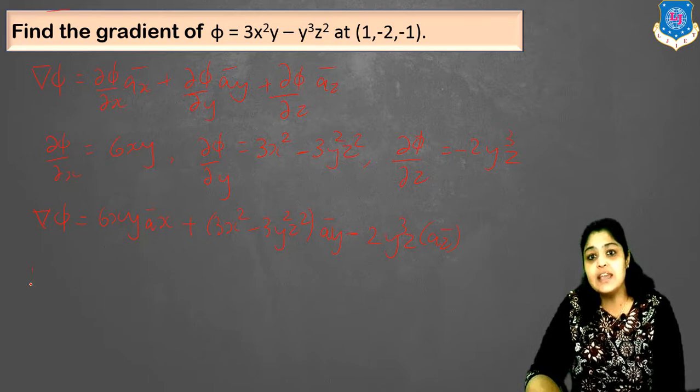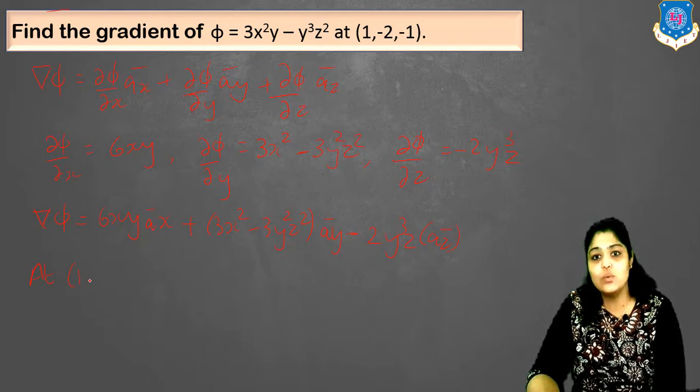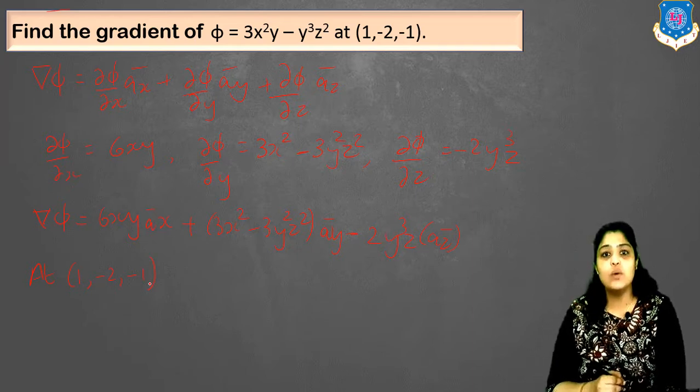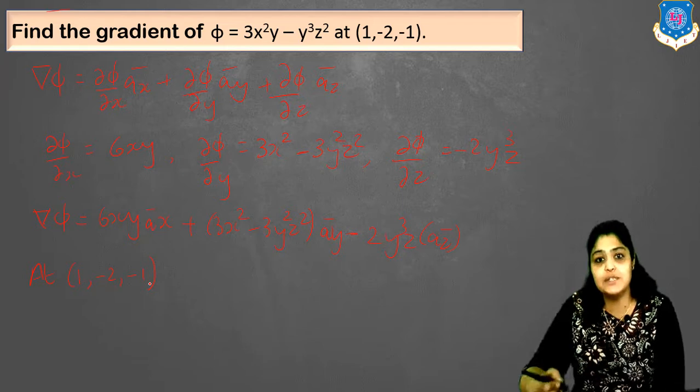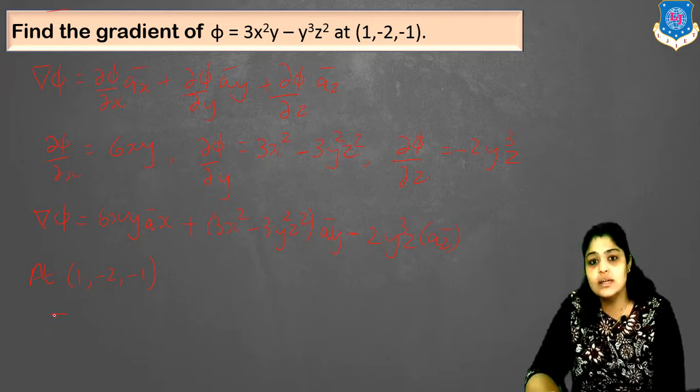Now I have been given a point. The point is (1, minus 2, minus 1). So 1 is the x coordinate, minus 2 is the y coordinate and minus 1 is the z coordinate. So I'll substitute and I'll find out the gradient.